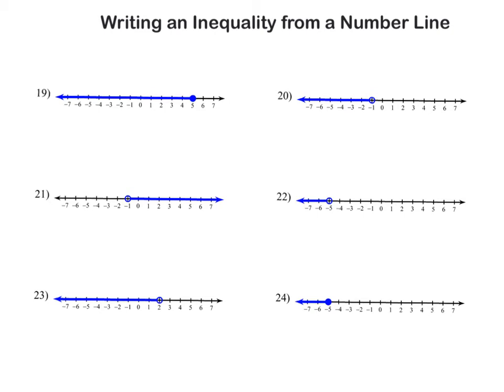So pick whatever variable. Let's say I pick b first. I could say b is blank to 5. So now I've got to look. My number line is going to lower numbers, so that means b has got to be less. But then I also have to look, is it an open or closed circle? It is closed, so that means it gets the equal to. So b is less than or equal to 5.